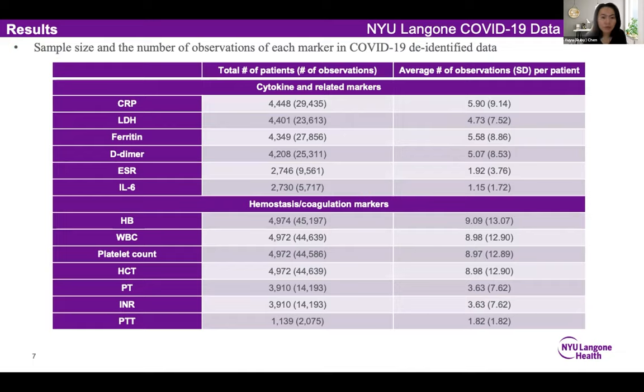And we basically have two big groups of biomarkers. First of all is the cytokine-related biomarkers, and second is the hematology-related biomarkers. And each marker has a different number of observations. And here, as we mentioned before, PTT was finally excluded from the data set because of a lack of sample size. The average number of observations per patient was evaluated by physicians to make sure they make sense. That's why we included them in our model.